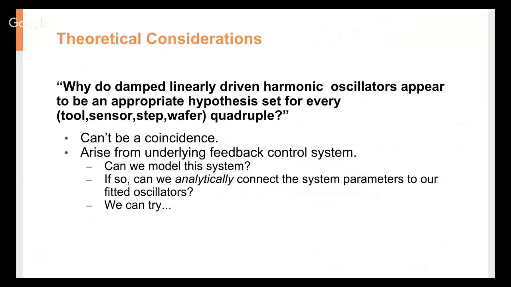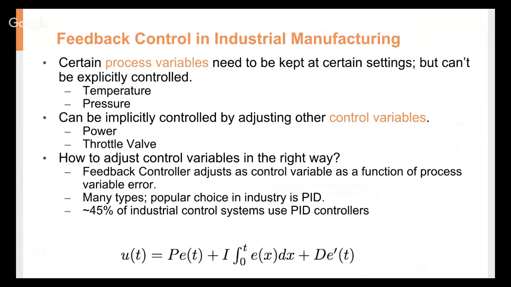And so we can try making some simplifying assumptions perhaps, but first, I know some people may not be familiar with feedback control, so I'm going to give a brief introduction. Feedback control as a study tries to control process variables as a function of control variables. And the process variables need to be kept at certain settings in order to make the manufacturing process optimal.